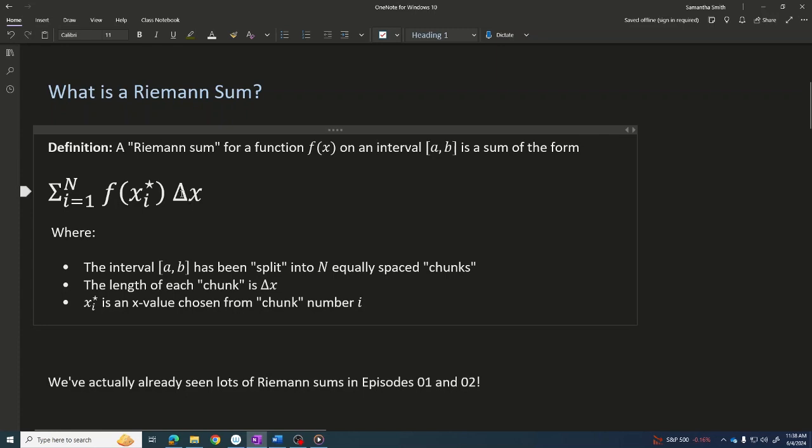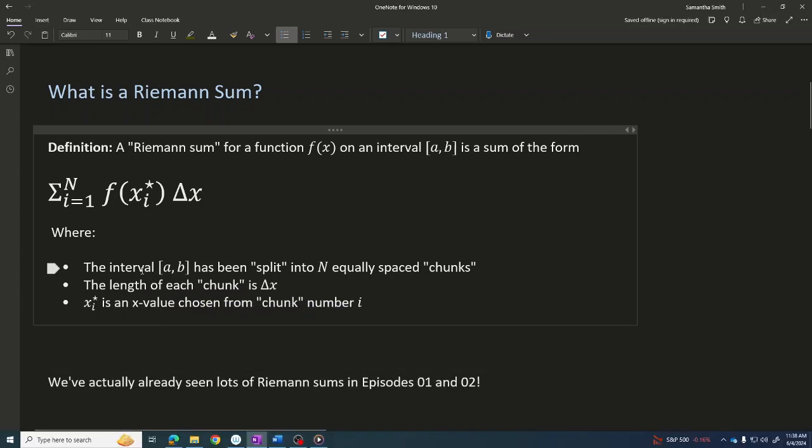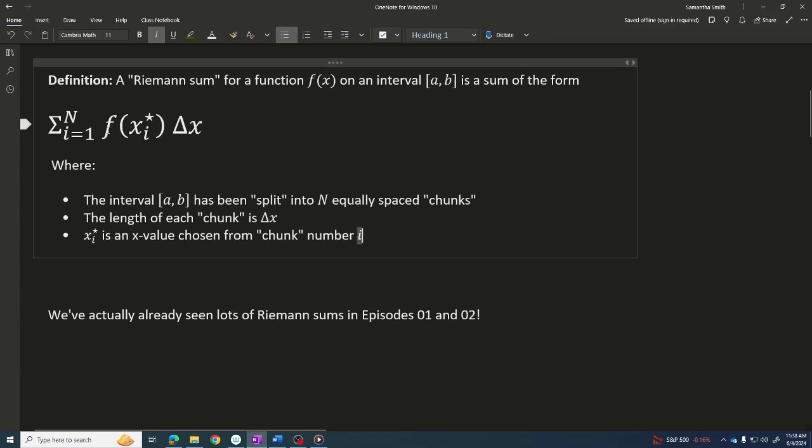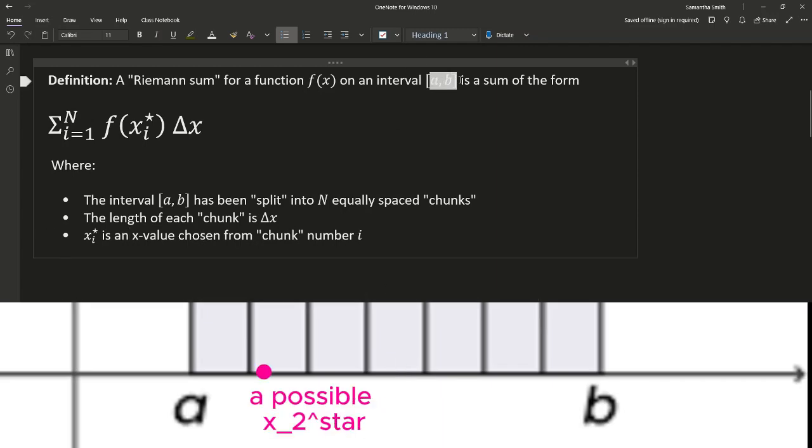What is this quantity delta x standing for? This quantity delta x is what's standing for the width or the length of each of these chunks or pieces into which your interval has been divided. So the length of each interval is this delta x. And this quantity inside the function, x with a subscript of I with a little star on top of it, this is just a random x value that you choose from within the chunk or the piece of the interval that is chunk number I.